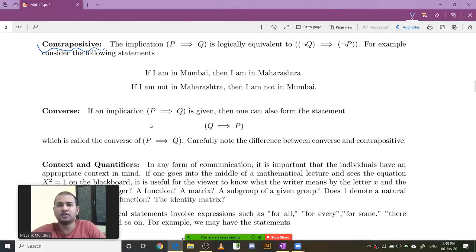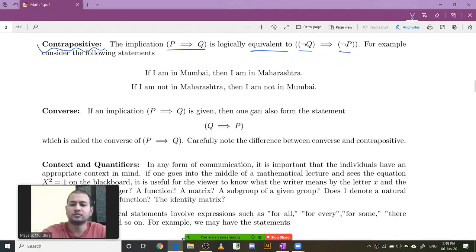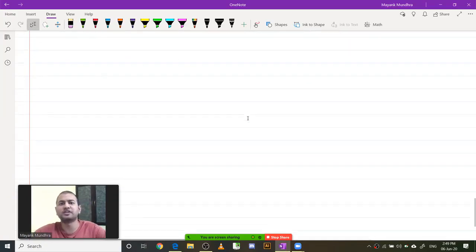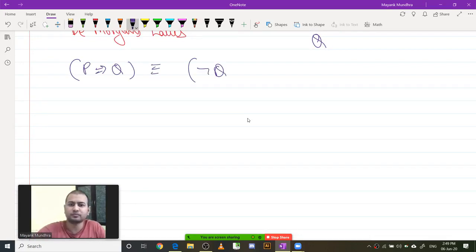Alright, now contrapositive. So we know that P implies Q is logically equivalent to negation of Q implies negation of P. Okay. So the contrapositive says that P implies Q is logically equivalent to negation of Q implies negation of P. Okay.